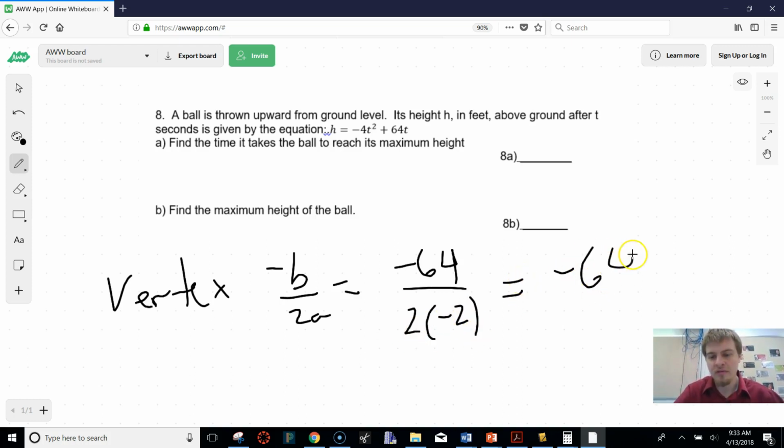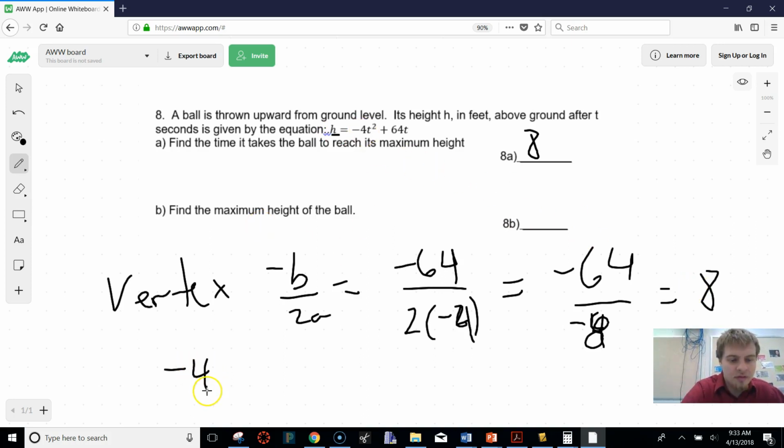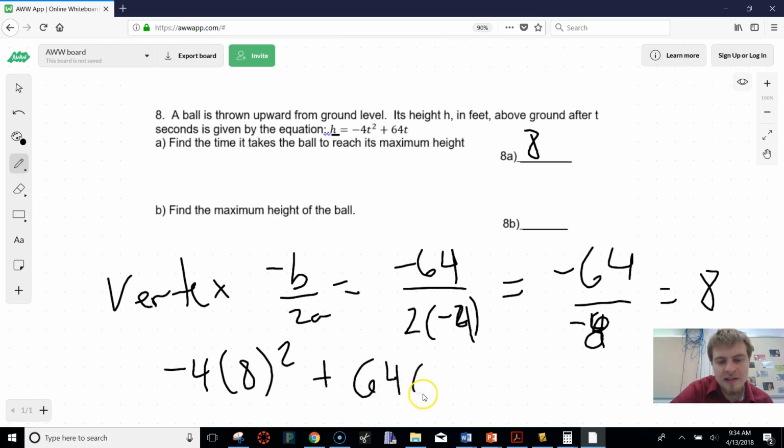And we're going to get -64 over -4, which is going to leave us with, oh, whoops, I plugged that in wrong. It's 2 times -4, so that's -8. So we're going to have -64 over -8, which is just going to give us a +8. That's what's going to go in for our x. Now after we find the x value, to find the maximum height the ball is going to go, or that y value, I have to plug that back in. So when I plug that back in, I'm going to get -4 times 8 squared plus 64 times 8.